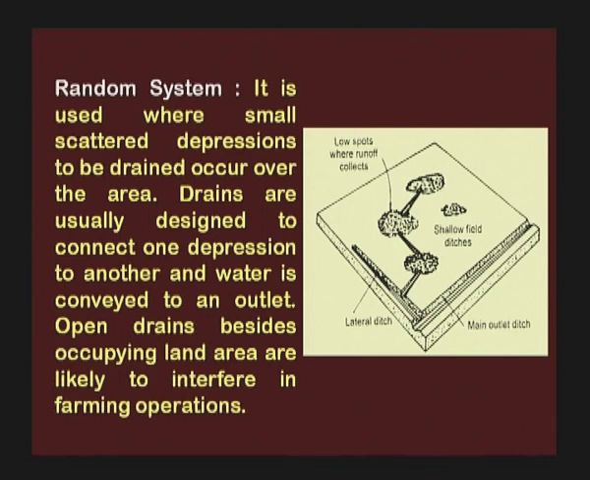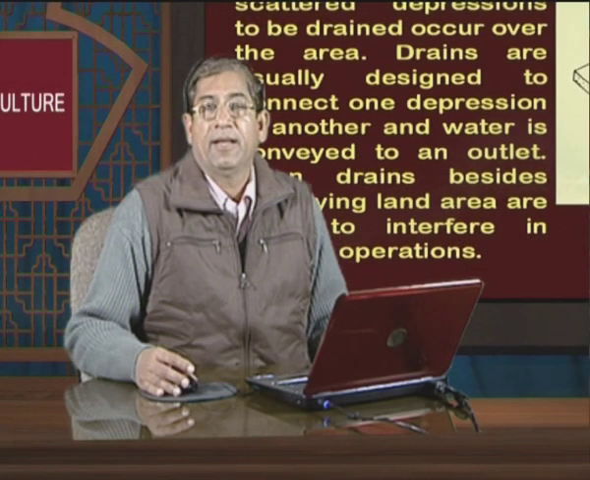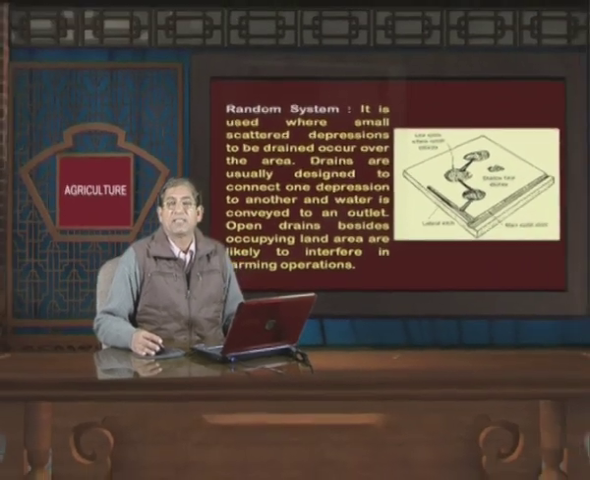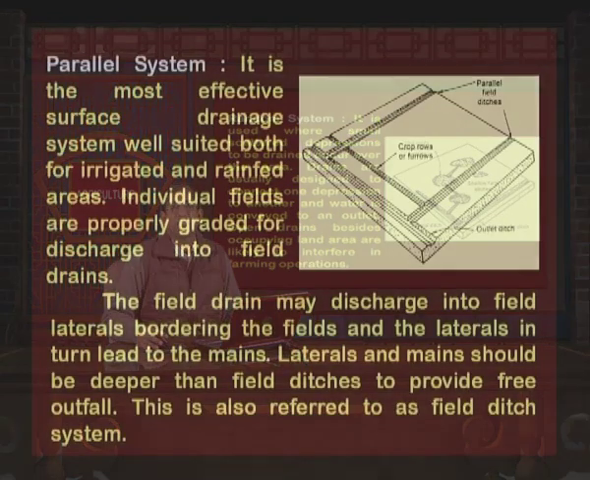This figure shows the layout of random system. Here there are depressions and water accumulates in these depressions. Then these depressions are connected to each other and ultimately water is drained out. There are 2 disadvantages in this system: more area is occupied by this system. Moreover, these interfere with the farming operations.